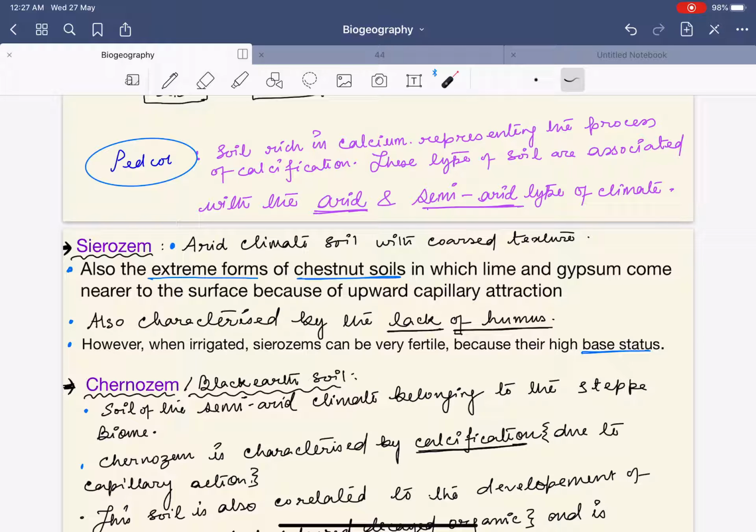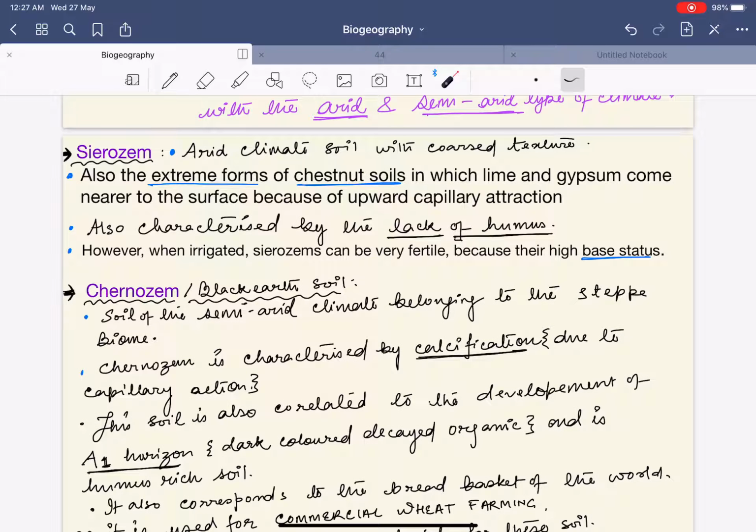If you do not know what capillary action is, I would first of all suggest you watch my video on the soil and then watch this video. Next, it is also characterized by a lack of humus. However, when irrigated, xerozems can be very fertile because of the high base status. What is this base status? It means they have a whole lot of nutrients, that is minerals, deposited within the soil.